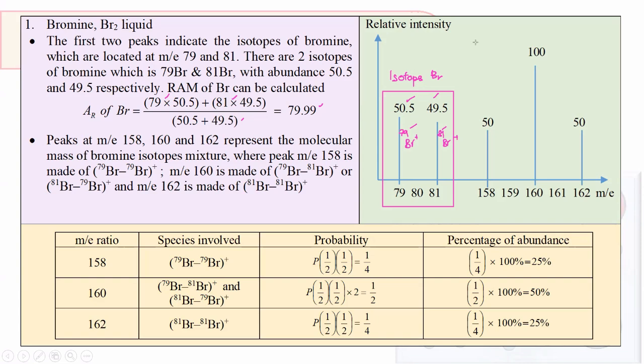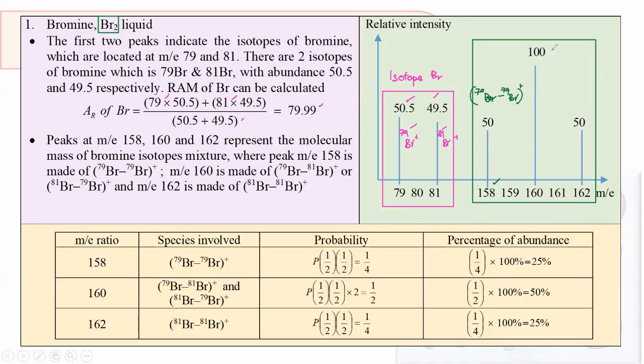So this is actually made of the different combinations of the bromine, because don't forget, at the end of the day, bromine exists as a diatomic molecule. So what makes up M over E 158? So the M over E 158 is made of 79 Br 79 Br plus.